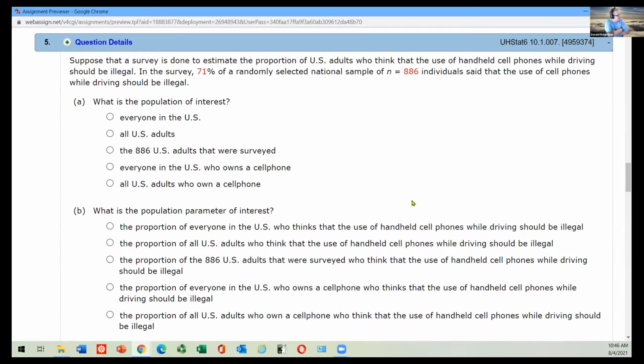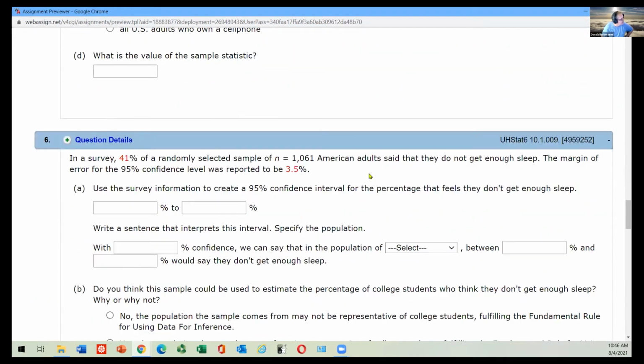Okay, here's one to do with populations again. Suppose that a survey is done to estimate the proportion of US adults. I've done that one. I'm not doing that again.